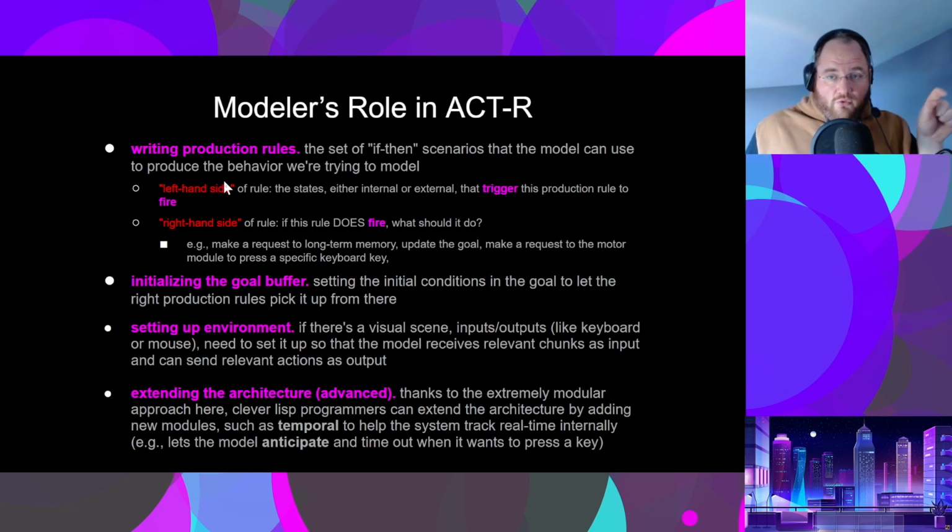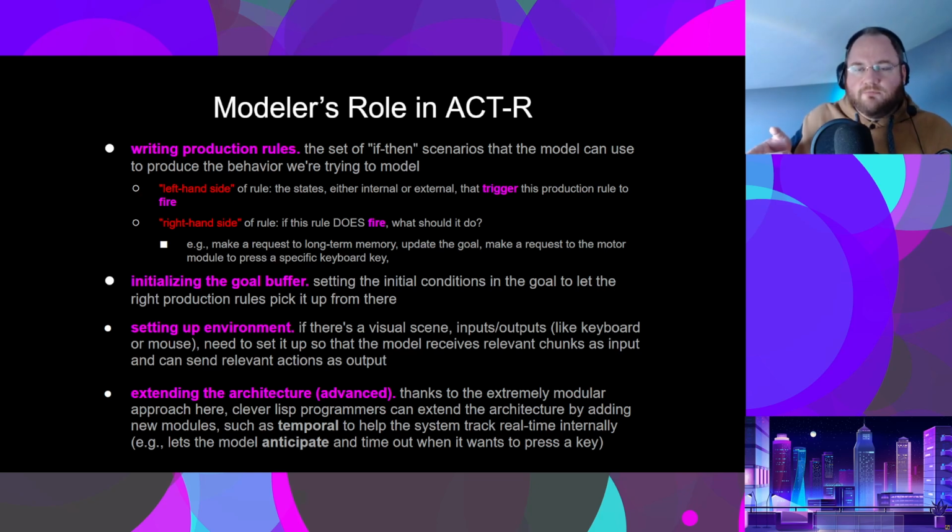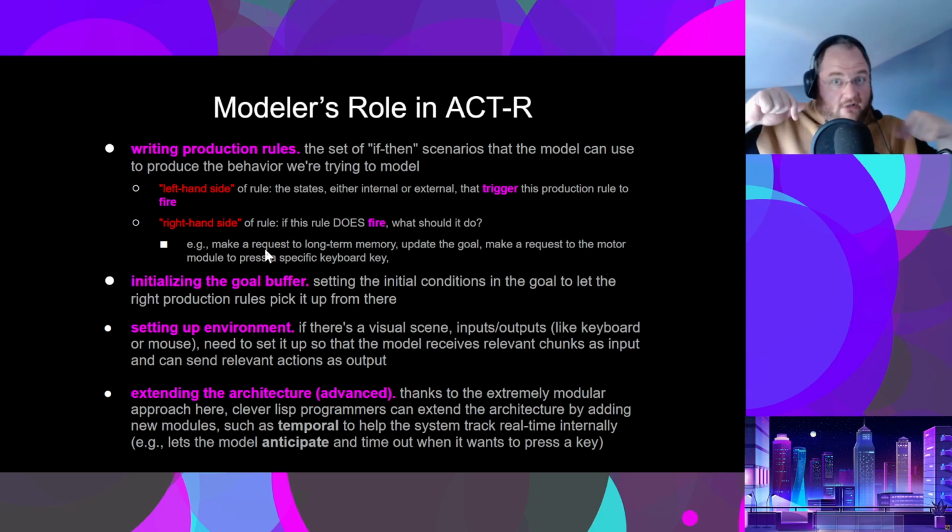So the left-hand side of a rule is like the states, internal or external, that might trigger this production rule to fire. So when I say, well, if my brain is like this, and if I have this task, and if I haven't yet finished the task, then I should do this part, right? The right-hand side of the rule: if this production rule does fire, what should I do? I can make a request to long-term memory. I can update my goal. I can make a request to the motor module to press keys and literally output key presses to the operating system. Sometimes it's great. It's kind of a fun tool if you get into it.